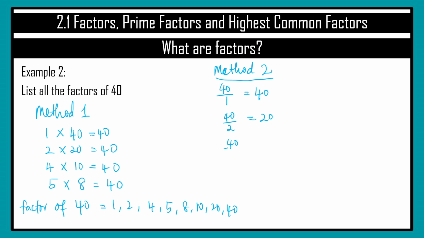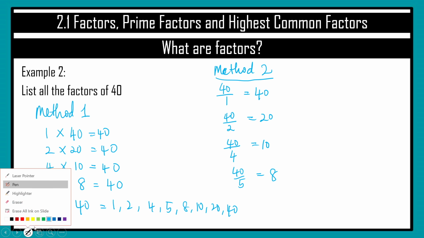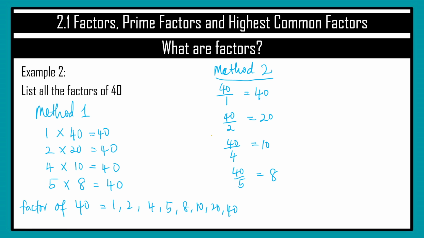If 40 is divided by 3, we don't get a whole number. The next one is 40 divided by 4, we get 10. The next in line is 40 divided by 5, we get 8. If you continue to do 40 divided by 8, we get 5, which goes back to that one, so I'm not going to do all of that. We list out the numbers that divide 40 together with the answers that we've got.